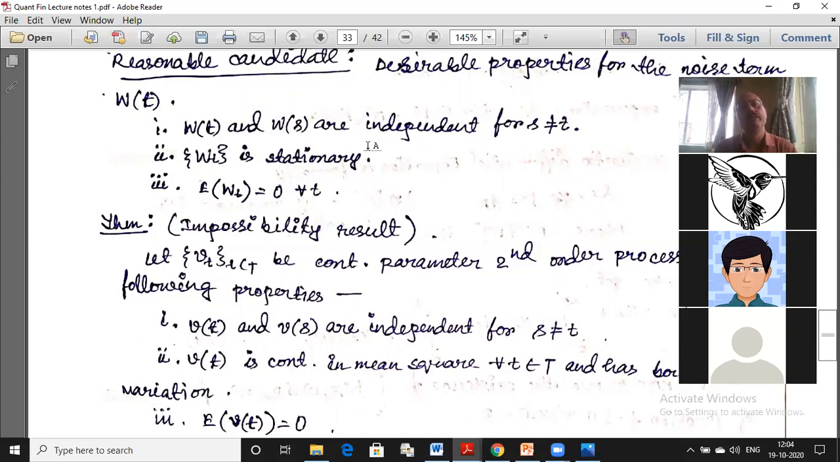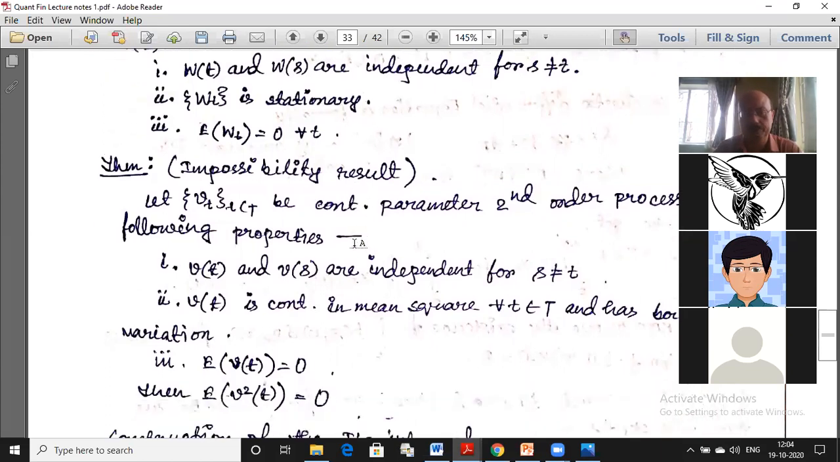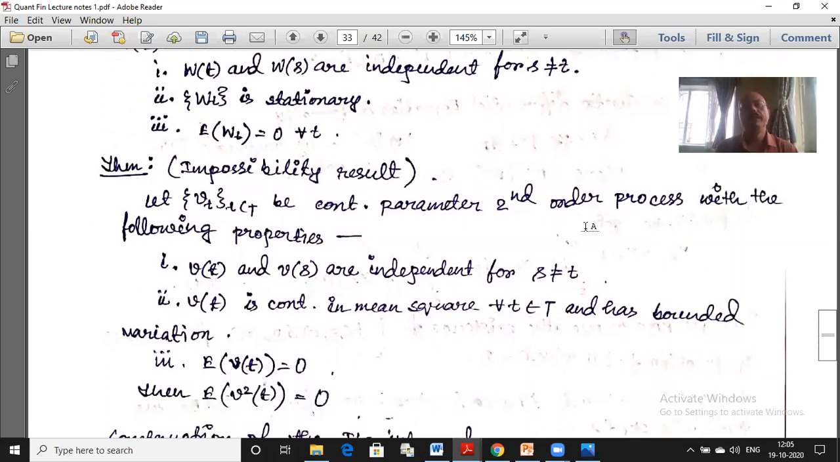So these are very desirable properties for me, and you can see the analogy from the usual regression models. Now the first result, or theorem, is a negative one, it is bad news. So what is the bad news? If I take a continuous parameter second order process Vt with the following properties.